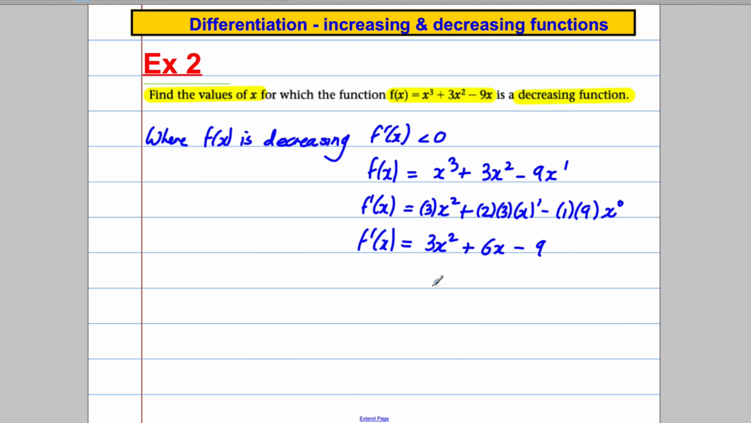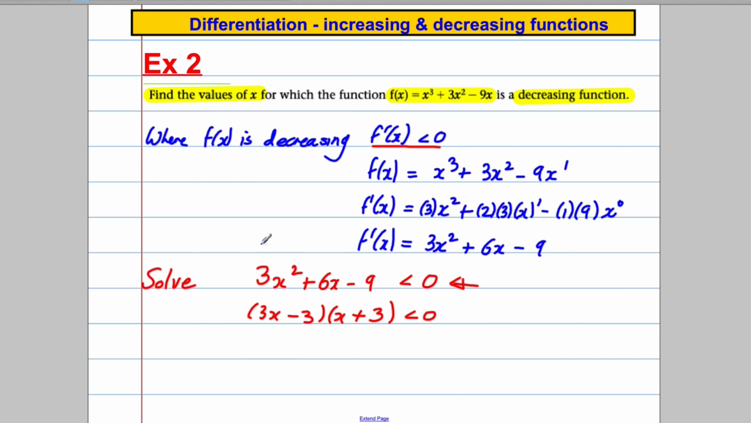Now, we want to find where the function is decreasing, so we want to find where its gradient is negative. So what we want to solve is f dashed x is less than 0. So let's try and solve it. Let's solve 3x squared plus 6x subtract 9, which is f dashed x, is less than 0. Now in core 1 we did so much work on how to solve a quadratic inequality. You factorise, which factorises like that. You then draw this graph.